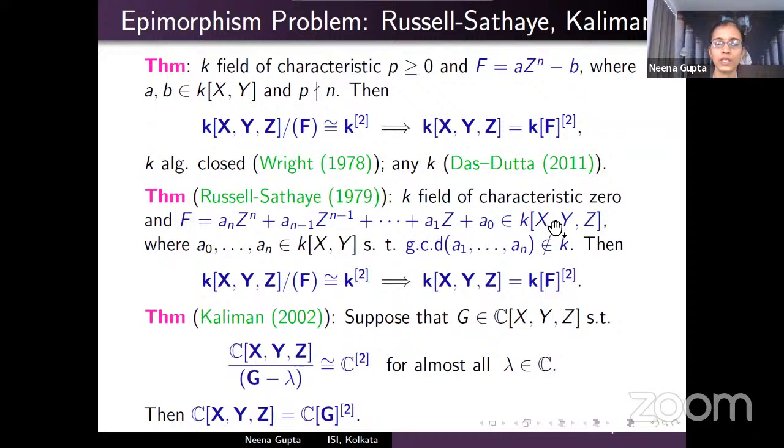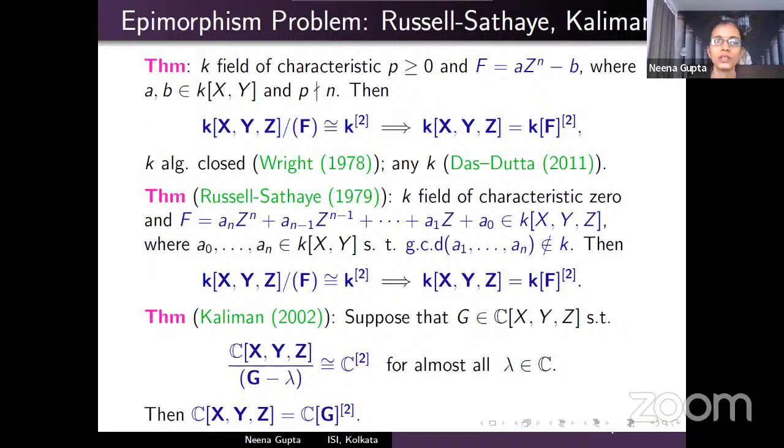Later Peter Russell and Avinash Sathaye considered any polynomial in 3 variables where A0, A1, up to A(n-1) are polynomials in X and Y, with a condition that the GCD of A(n-1) up to A1 is not a constant. Then if F defines a plane, F must be a coordinate. A slightly different result is due to Kaliman. He assumes that if almost every fiber of G is a polynomial ring in 2 variables, then G must be a coordinate.